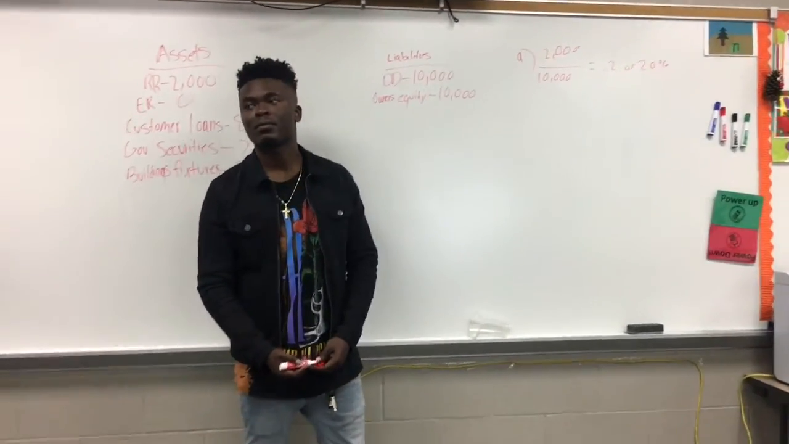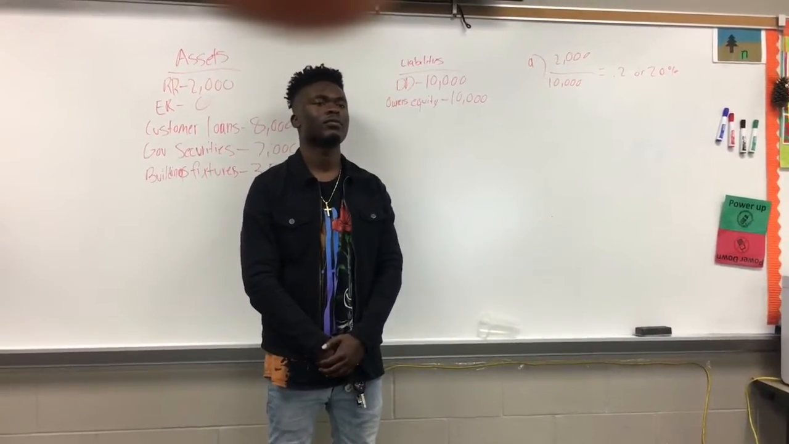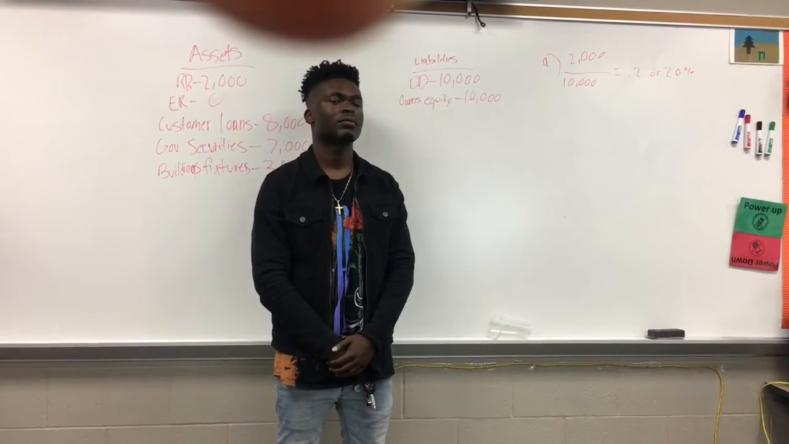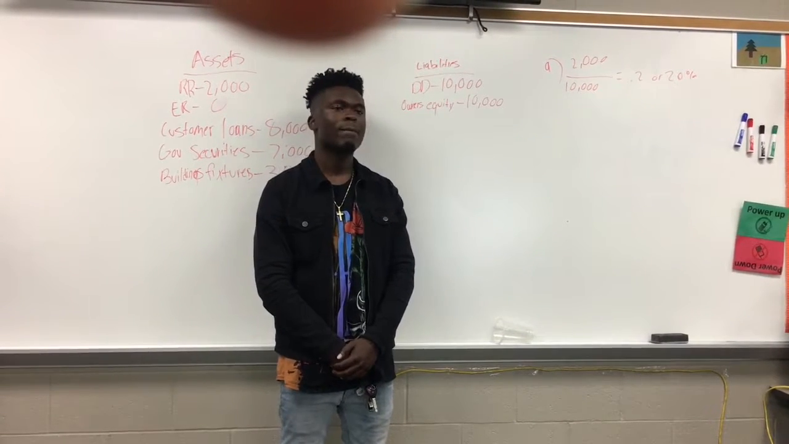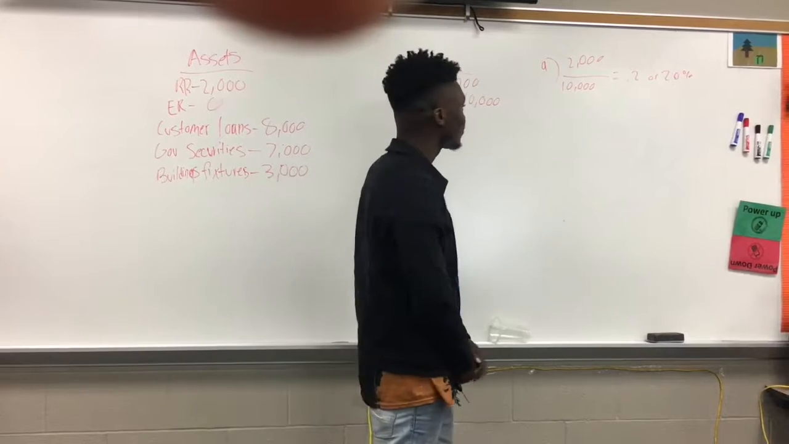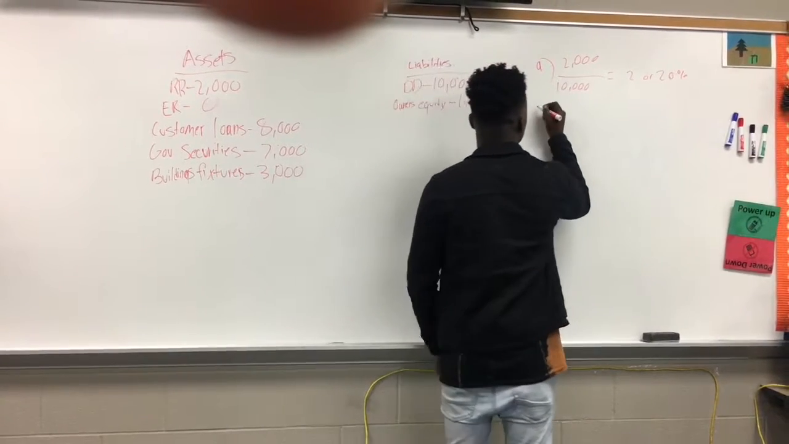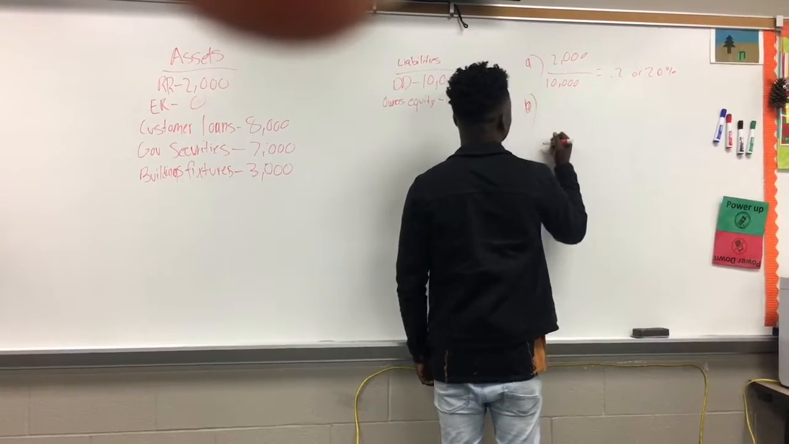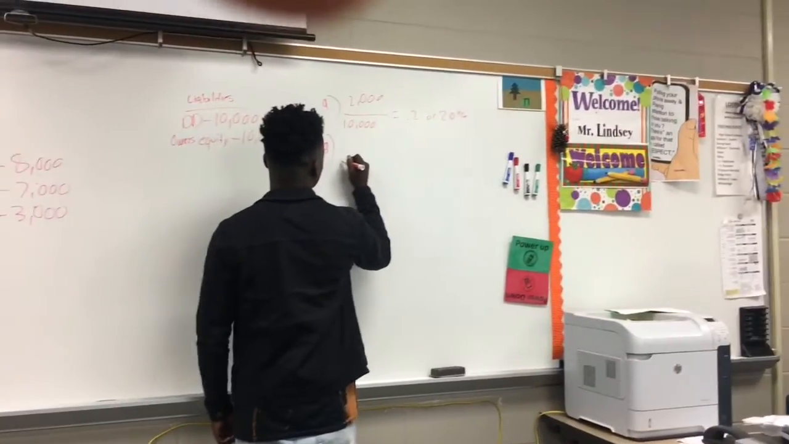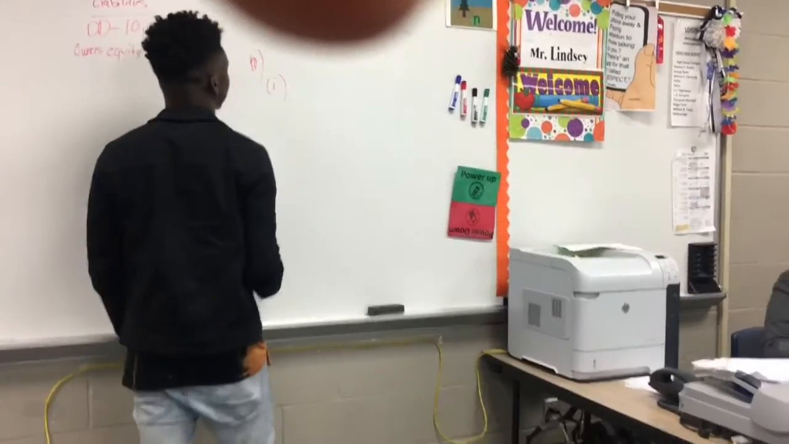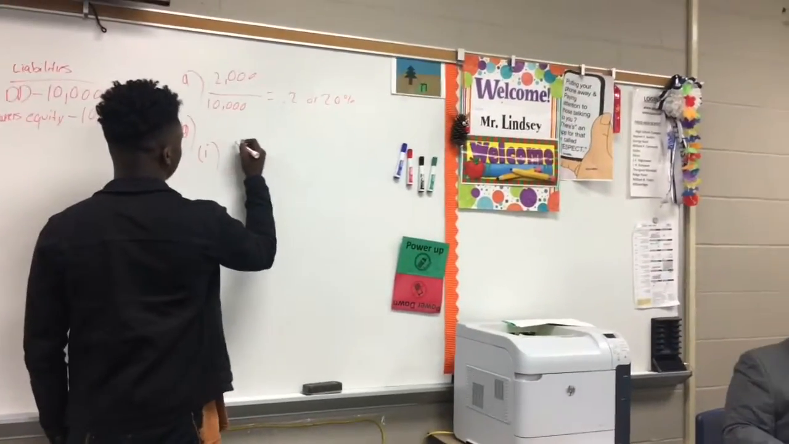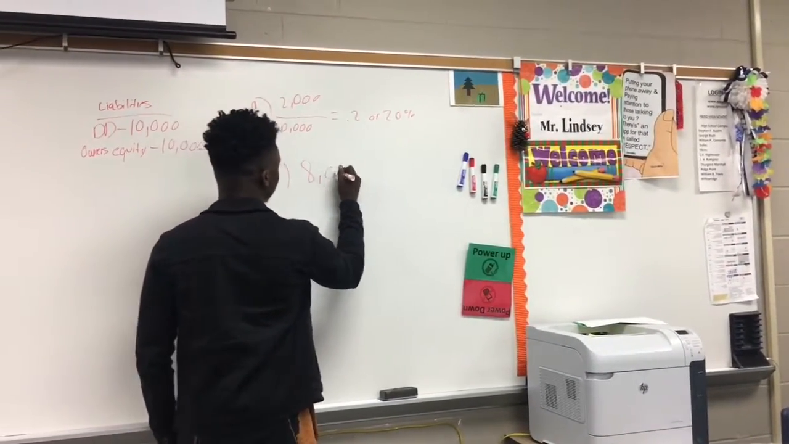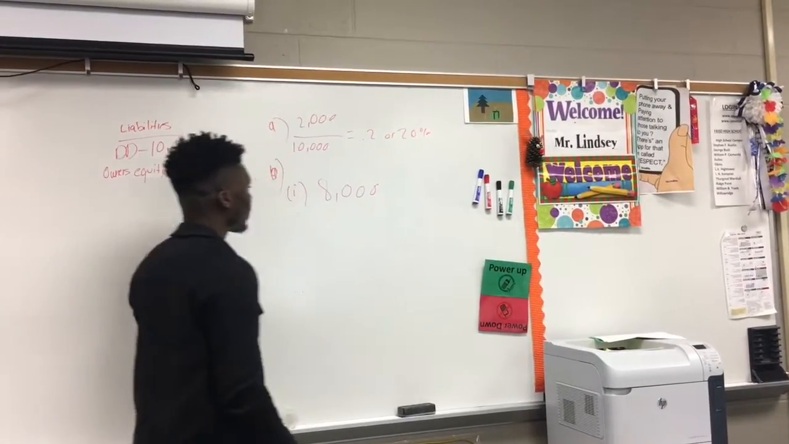Next, we'll move to question B. Suppose the Federal Reserve purchases 8,000 worth of bonds from the Messenger Bank. What will be the change in dollar value of each of the following immediately after the purchase? The first tick is excess reserves. Since the Federal Reserve purchases 8,000 worth of bonds, the 8,000 will then go to the excess reserves. So the excess reserves become 8,000.